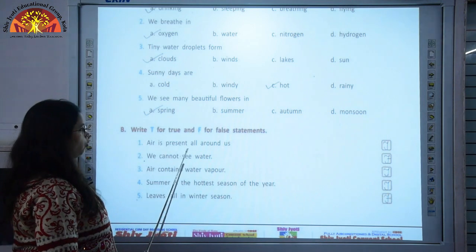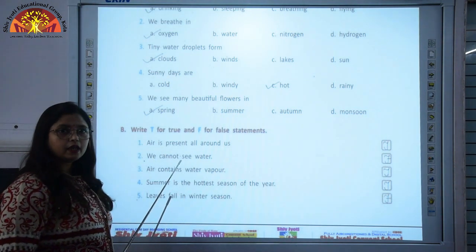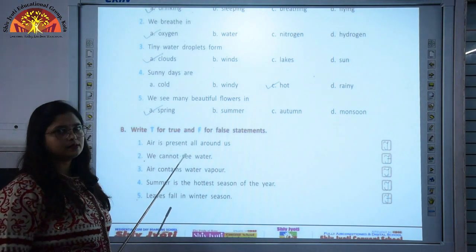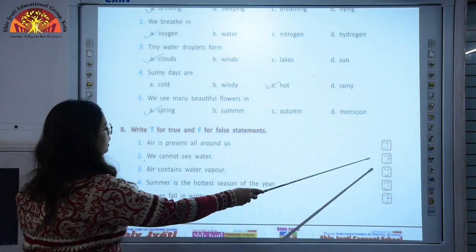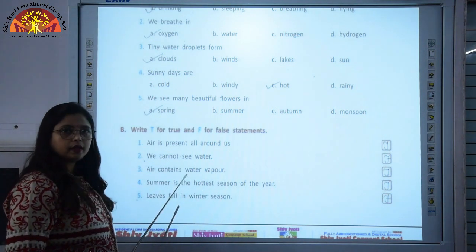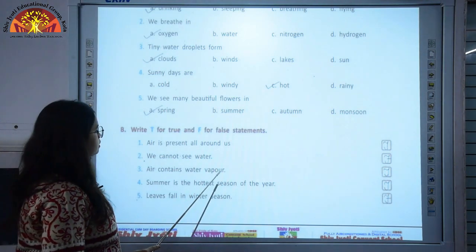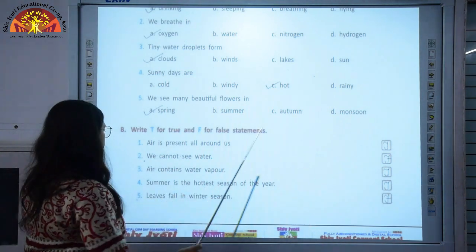We cannot see water. Is it a correct statement? No. We cannot see air, but we can see water. So here we will write F. Air contains water vapor. This is also the correct statement. I have shown you experimentally also. So this is a true statement. So we will write T over here.